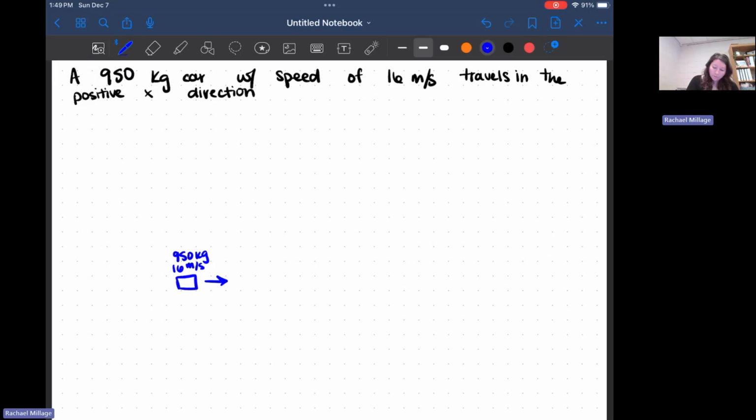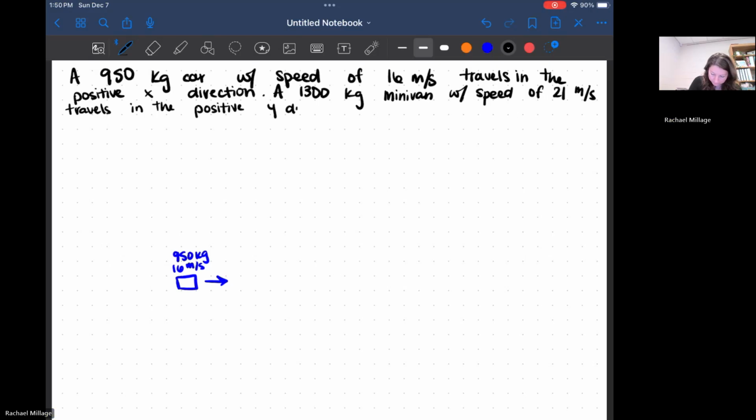Okay. We also have a 1,300 kilogram minivan with a speed of 21 meters per second, heading for the same intersection, traveling in the positive y direction. So I have my red car headed towards that same intersection, but it's traveling in the positive y direction. It's 1,300 kilograms, and it's moving at 21 meters per second.